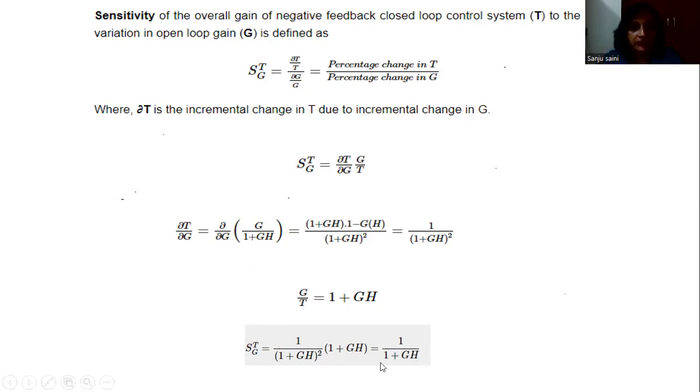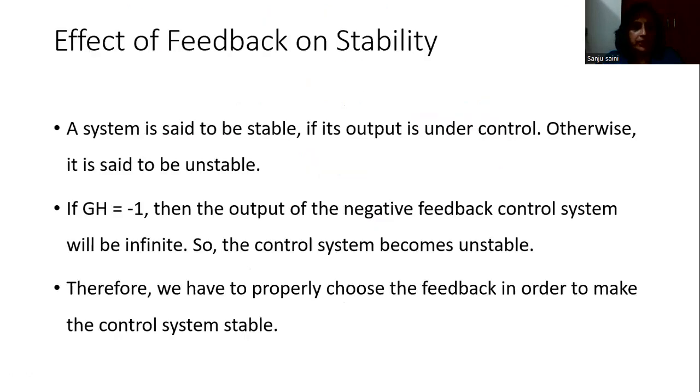In case 1 plus GH happens to be greater than 1, the sensitivity of the overall transfer function to the plant transfer function will be reduced. So sensitivity is also affected, and it can be improved with the provision of the closed loop transfer function. Then, the effect of feedback on stability.